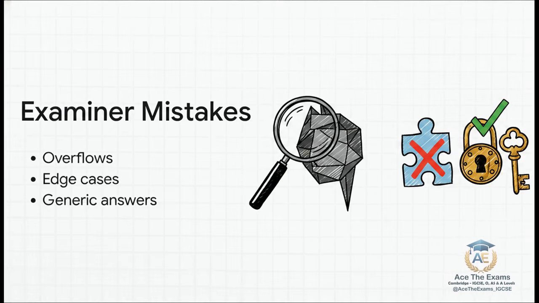1. Forgetting to check overflow and edge cases. 2. Forgetting to check boundary conditions. And 3. Providing generic answers not specific to context. These top 3 mistakes are exactly what keeps average students at a B grade.